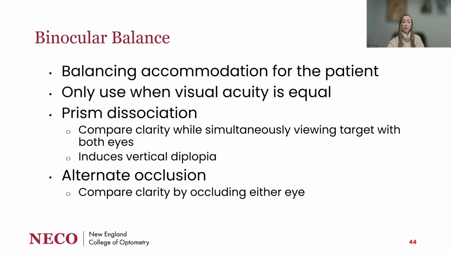And I would recommend alternate occlusion if the patient tends to suppress, they're not able to appreciate both of the two images at the same time, or if they're very uncomfortable with the double vision. It is a little dissociating for some patients and it makes some a little bit dizzy. So alternate occlusion is definitely another great option.